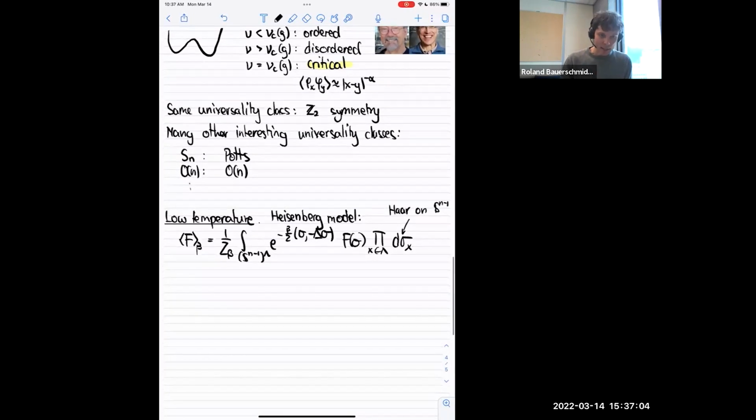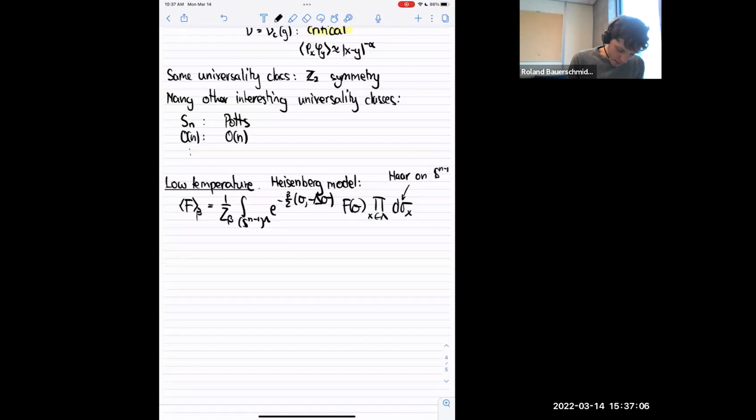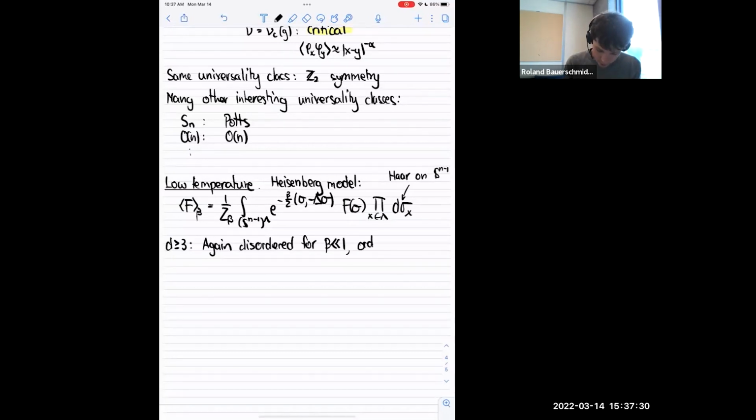So these classical Heisenberg models, at least in dimension 3 and higher (dimension 2 is a whole different story I'm not going to get into here), are again, like the Ising model, disordered for high temperatures, so beta small, and ordered for beta large.